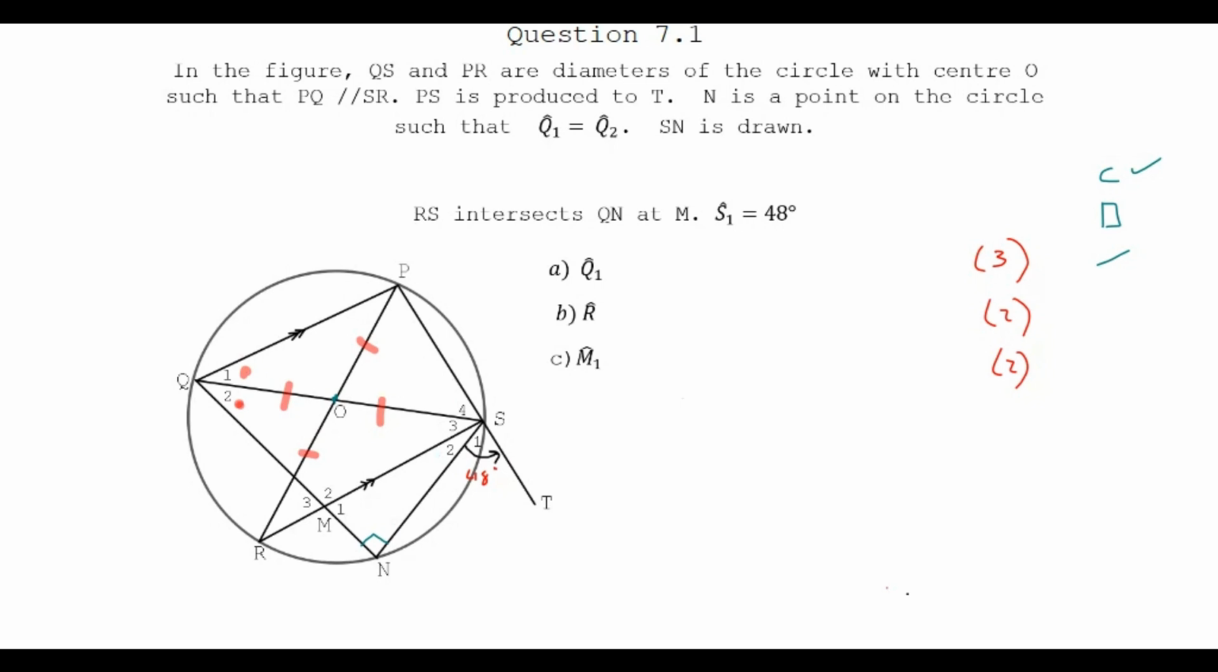What I do want to note with you, let's do this one in red. So cyclic quads we're going to do in red: S1 over here is equal in size to Q1 plus Q2, that whole angle, because it's an exterior angle of the cyclic quad. That is theorem 5, and that's what we're going to need for this first question.